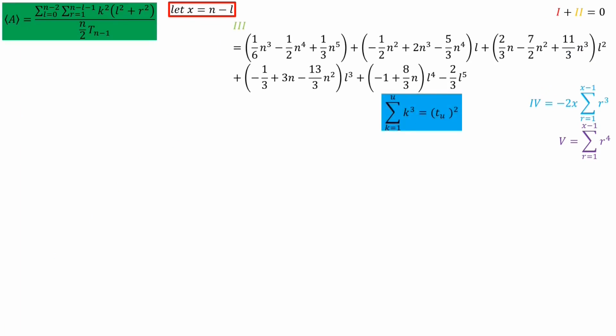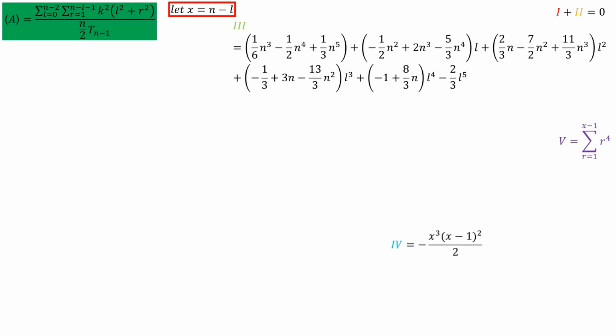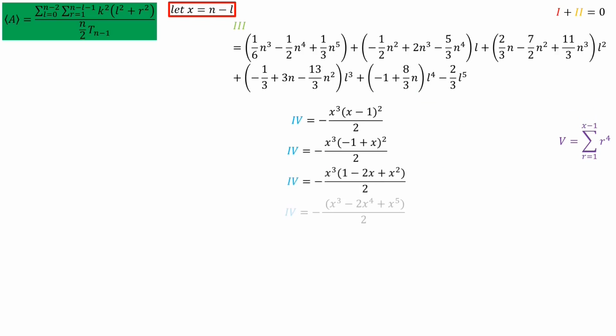And for our upper limit of x minus 1, we get this expression. So we cancel and combine powers of x. We can already see that the lowest power when we distribute will be x cubed. I prefer to reverse the order of x minus 1, and then FOIL that square, and then distribute.